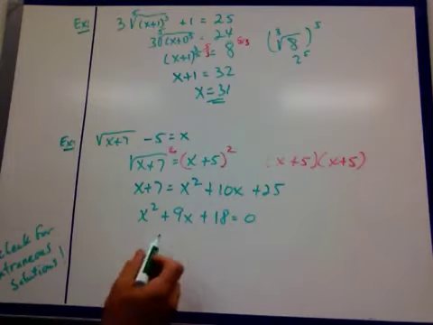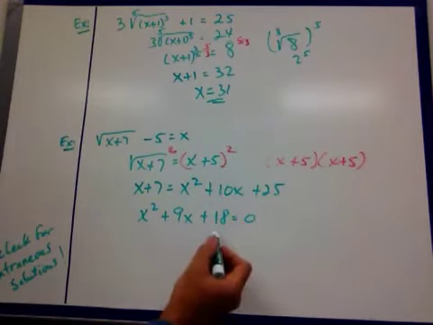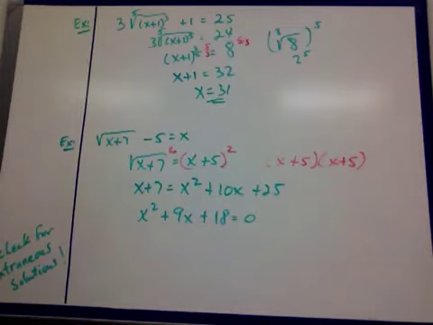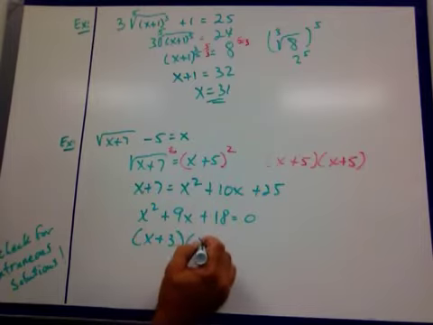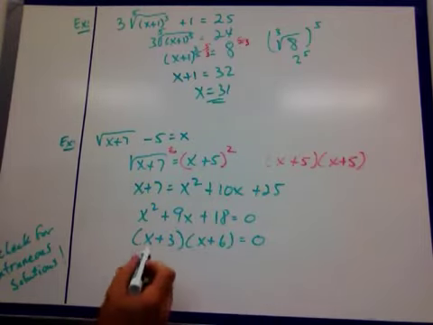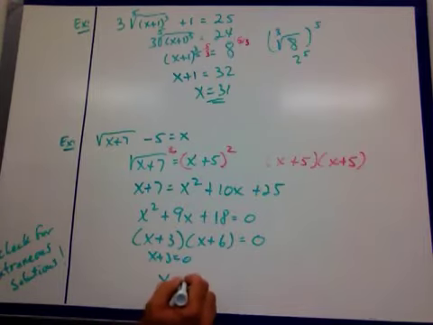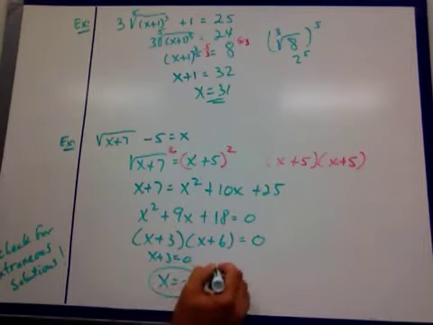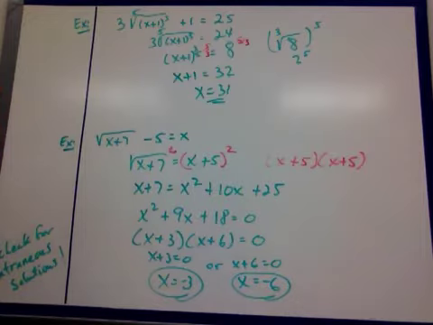And we can do the quadratic formula here. Are there factors of 18 that add up to 9? Yeah, 6 and 3. So x plus 3, x plus 6, or it's plus plus, so I'm going to get a plus plus. Set them both equal to 0. X is equal to negative 3, or x plus 6 equal to 0. Subtract the 6 over, negative 6.